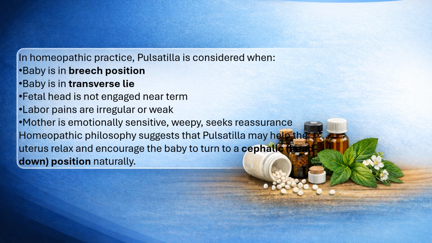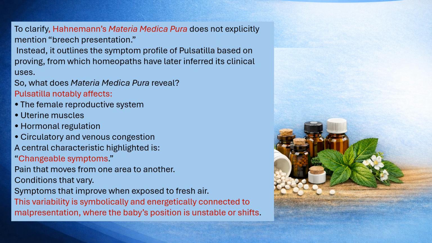Pulsatilla is especially indicated when the baby lies in breech or transverse position during the later months of pregnancy. It helps to stimulate gentle uterine activity and may encourage the baby to turn into the normal head down position. Homeopathic philosophy suggests that Pulsatilla may help uterine relaxation and encourage the baby to turn to the cephalic position naturally. Let me clarify here.